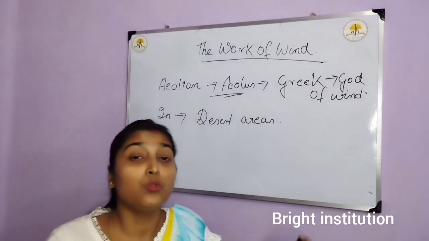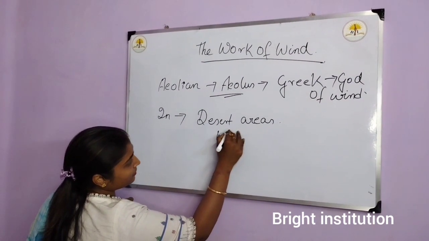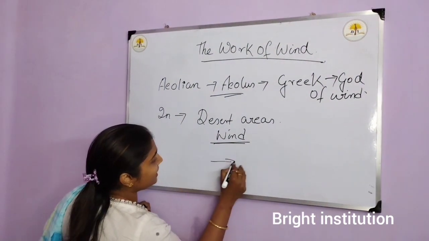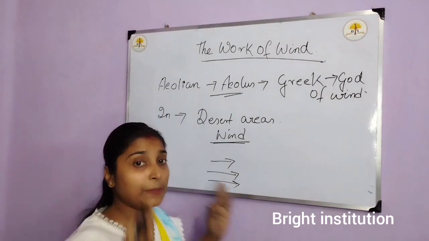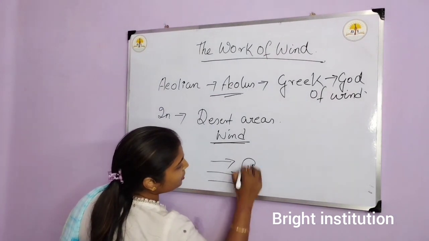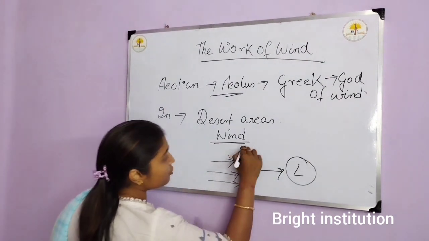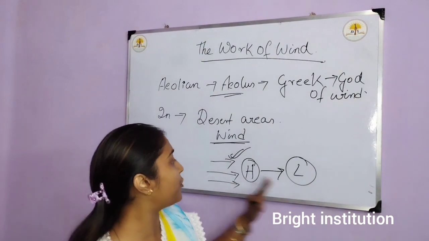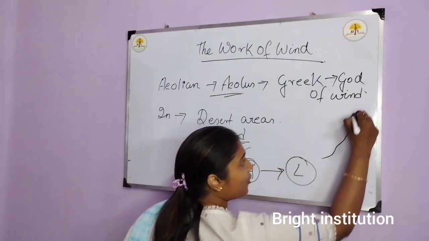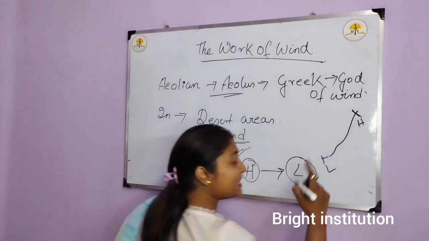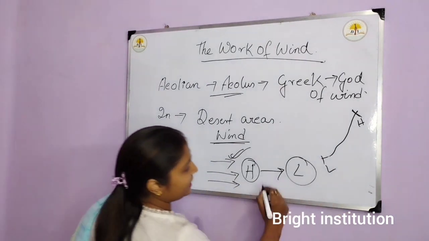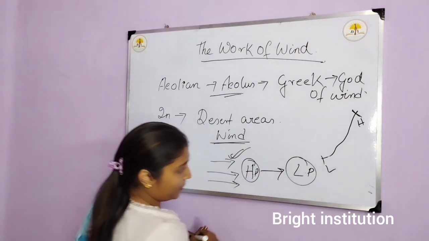Let's discuss what wind is. Wind means when air is moving horizontally, in this direction. That means the air is moving horizontally from high pressure to low pressure. This is the most important part. The wind will always move from a high to a low pressure zone, just like the river, which always moves from a high area to a low area. This is the high pressure and this is the low pressure.